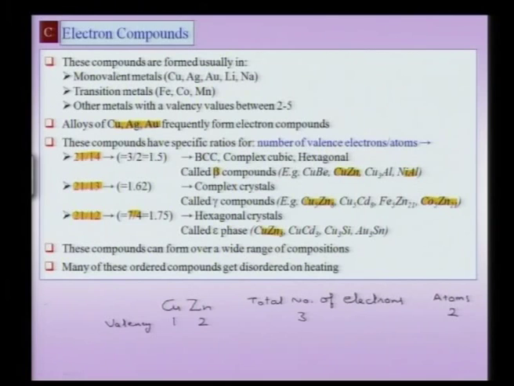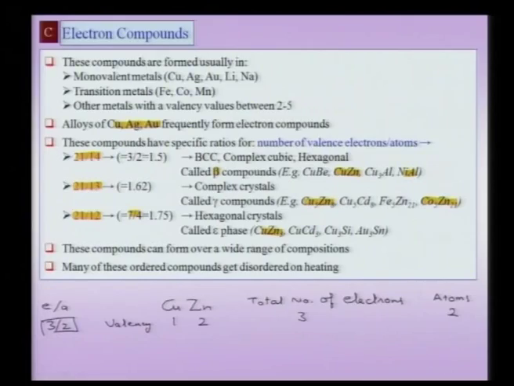Therefore, my E by A ratio is the number of electrons divided by the number of atoms, which is 3 by 2, which is the number that is stabilizing my 21 by 14 or 3 by 2, and these kinds of structures are typically BCC, complex cubic or hexagonal, and all these are called beta compounds.